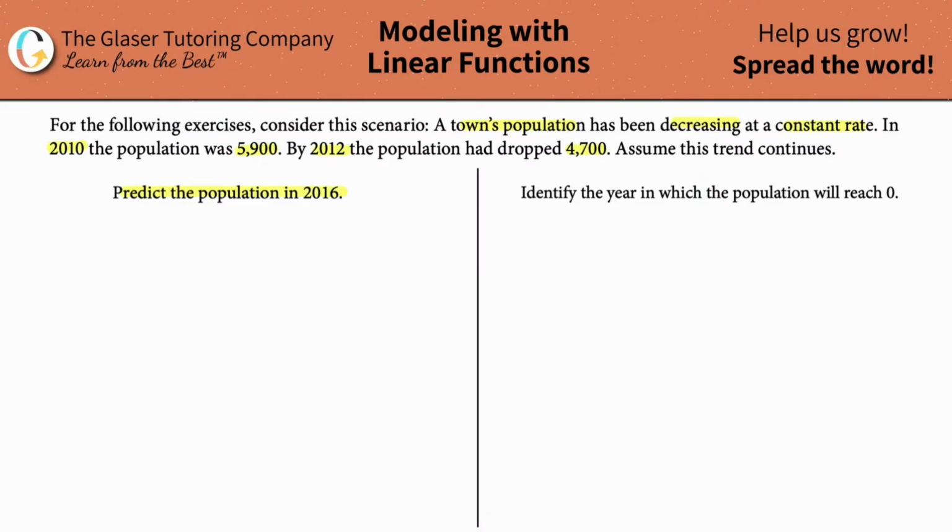So imagine you're at year 2010, and then 2 years into the future, it will be 2012. To go back to those years, consider now that the population in 2010 was going to be 5,900. And consider now the population in 2012 is 4,700. My question to you is, how much is the population decreasing per year? How much is it decreasing per year?